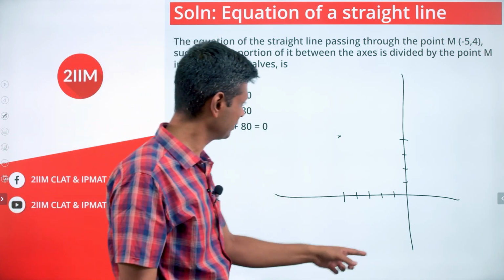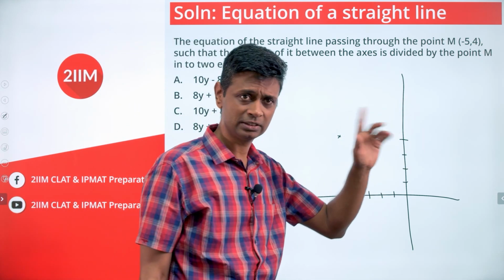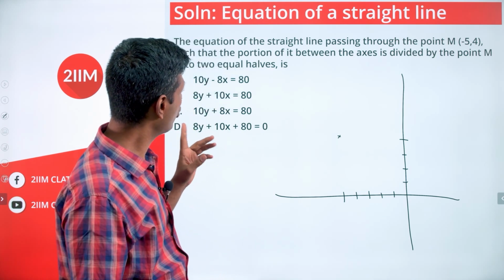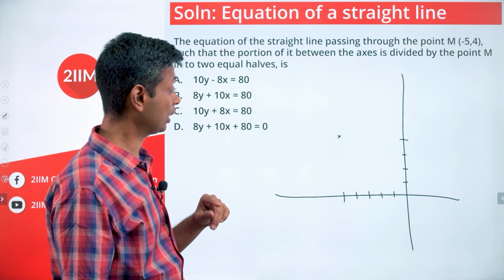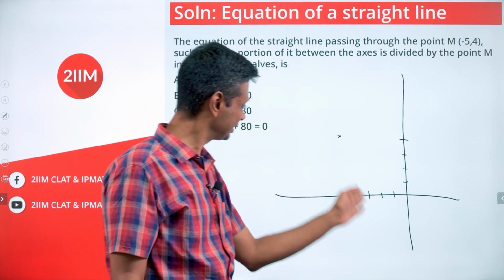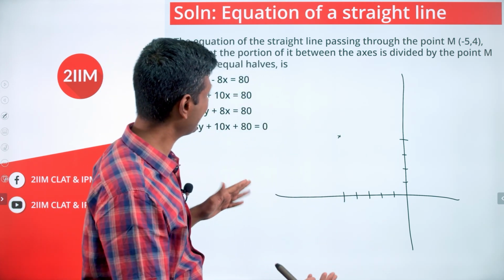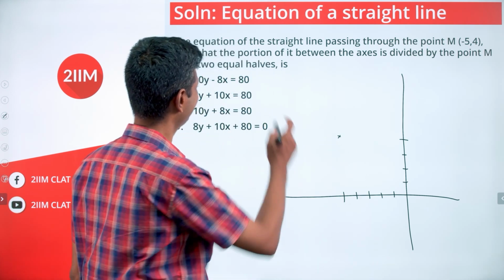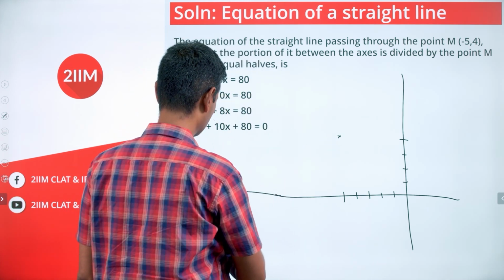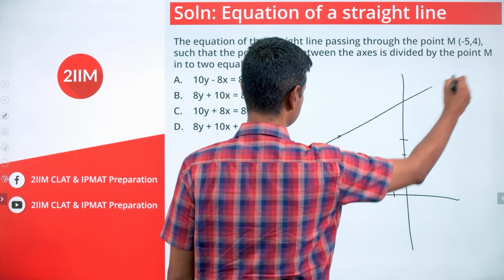The line could be like this, like this, like this, but the portion of it between the axes is divided by the point M into 2 equal halves. So if it were like this, then the part between the axes would be here. This point won't be dividing it into 2 equal halves. This second line tells us that the line is really like this.